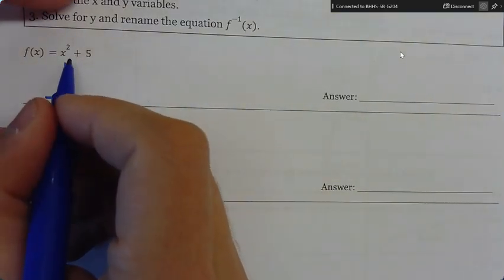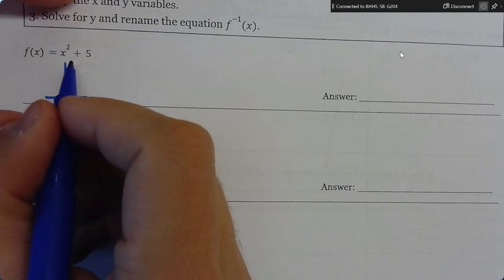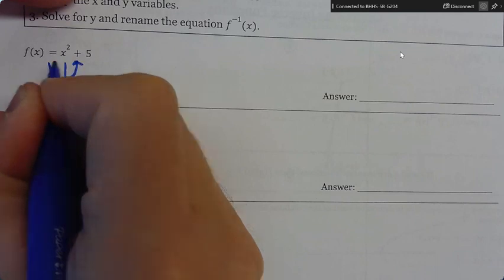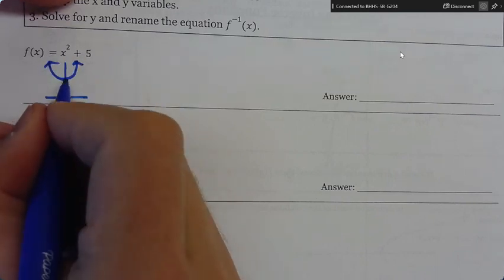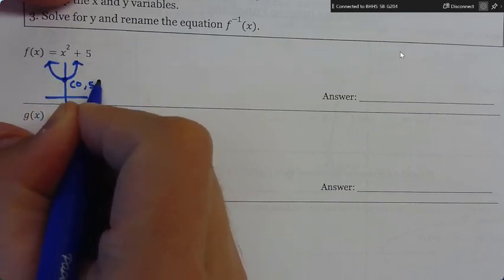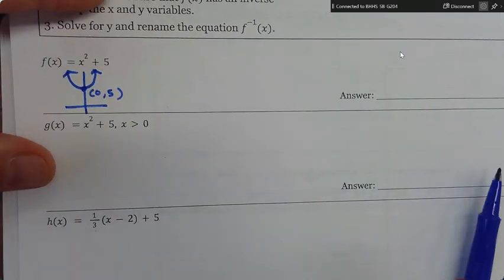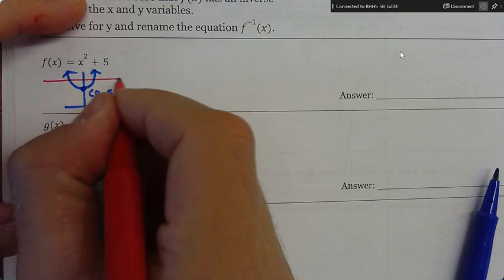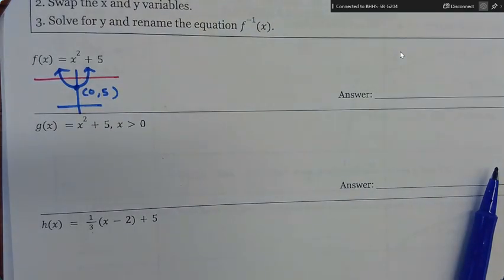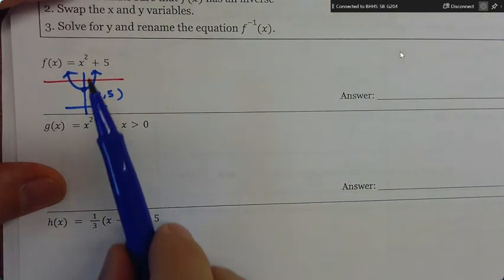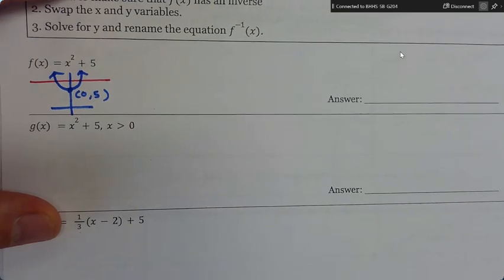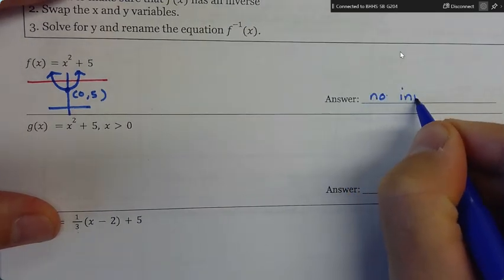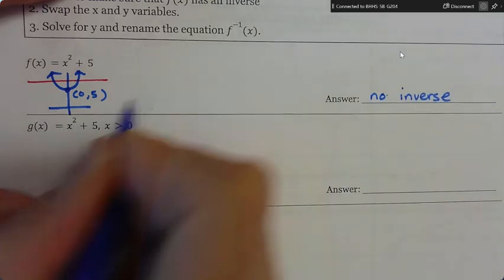Here's something that'll come up on today's quiz. What is that +5 going to do? So the graph would look something like this. It's a parabola. It's been shifted up to 0, 5. Does that pass a horizontal line test? Oh my goodness, the first one was so easy, folks. You know what our answer is? None. No inverse because it fails that horizontal line test.